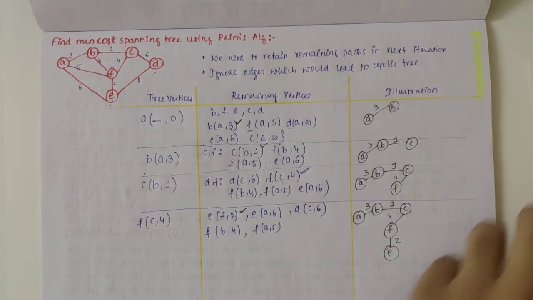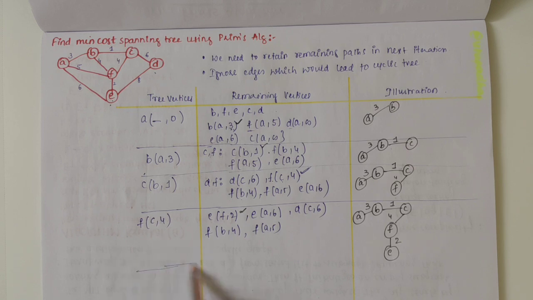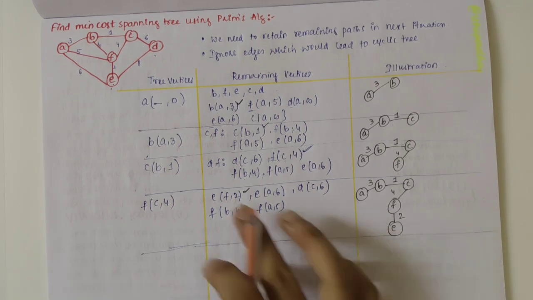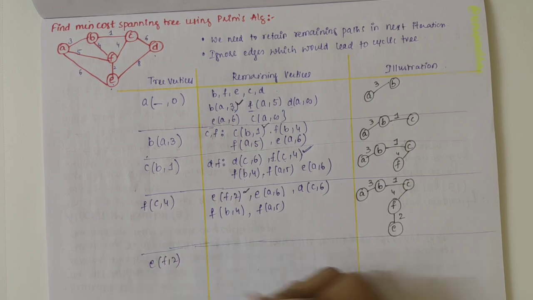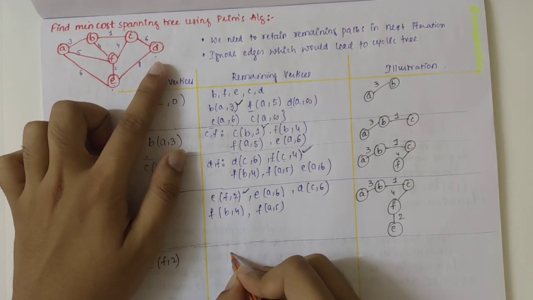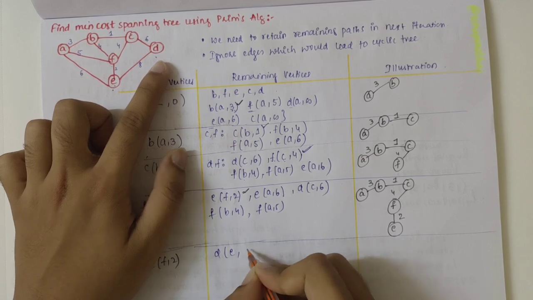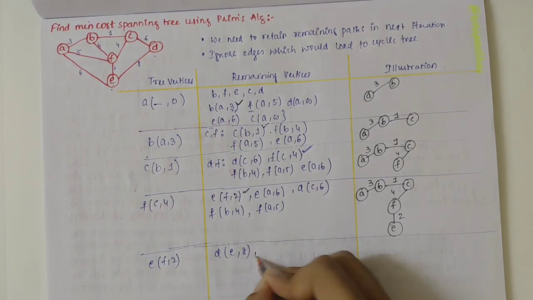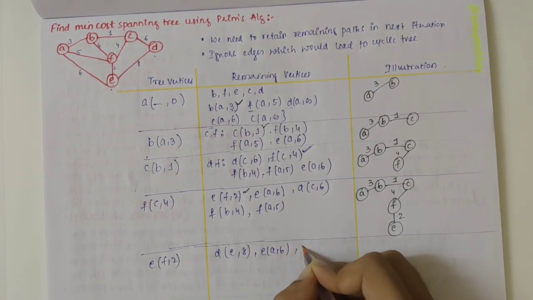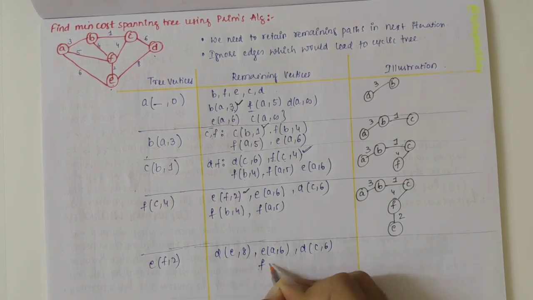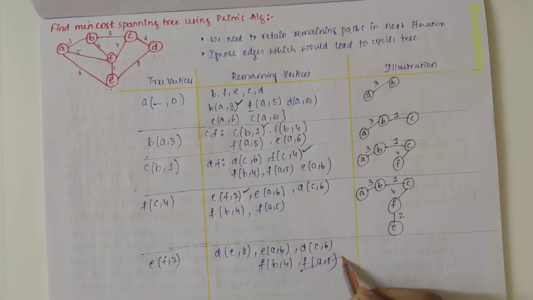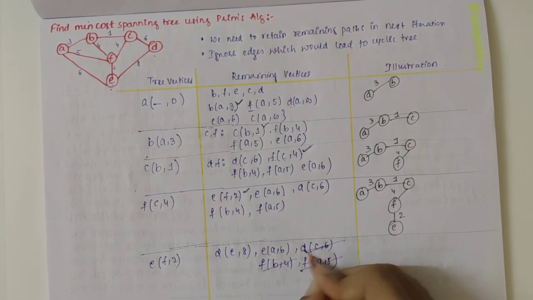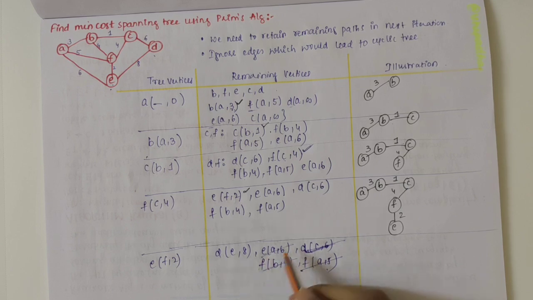Now I should write for D. D is not accessible yet, no? So let's write for D. Let me write this: E of F comma 2. So from E, if I have to reach D, I have 8 here, and writing the previous values: E of A comma 6, D of C comma 6, F of B comma 4, F of A comma 5. So I need not write A, B again. Sorry, D I should write, but B, A and A again I need not write.